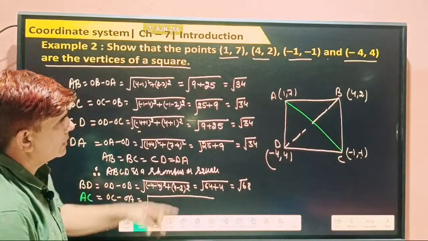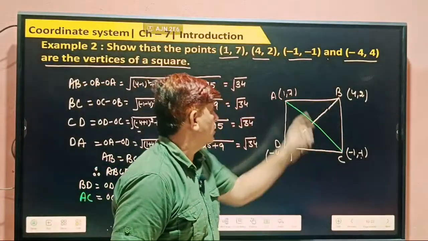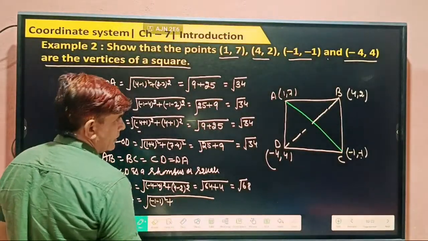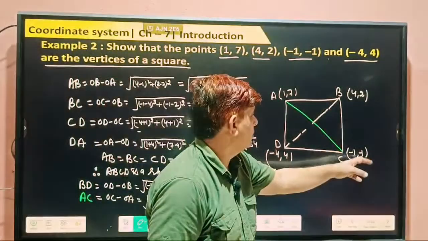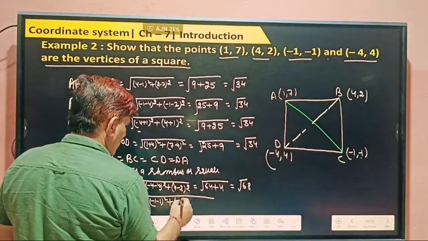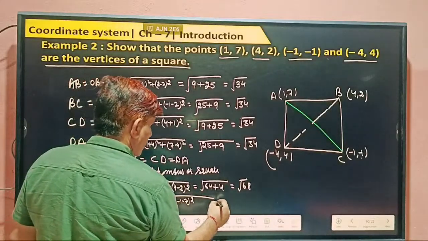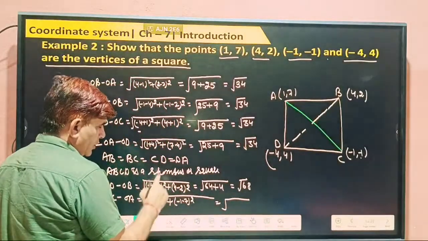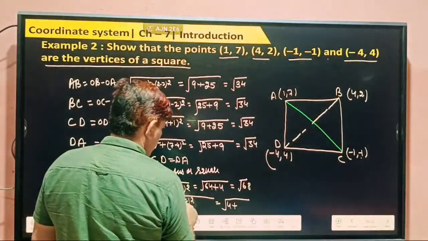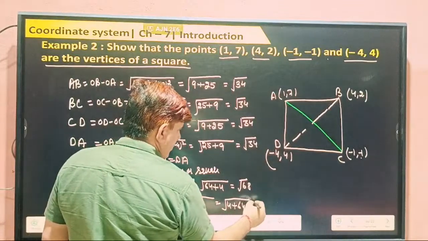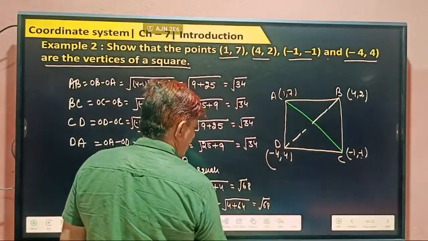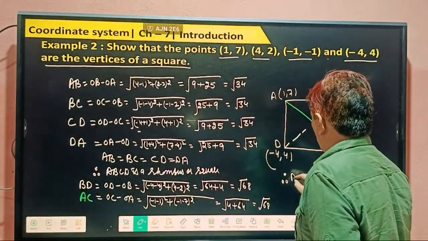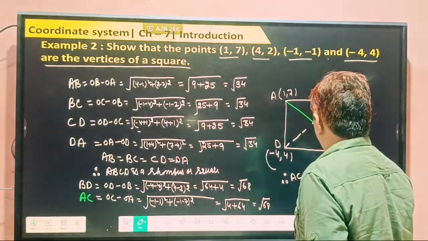OC, C is where? This is (-1, -7). So (-1 - -1) whole square plus (-1 - -7) whole square, which equals... -1 minus -1 is -2, its square is 4, plus -7 minus -1 is -6, its square is 36... so the total is under root 68. So here AC, therefore AC equals BD.